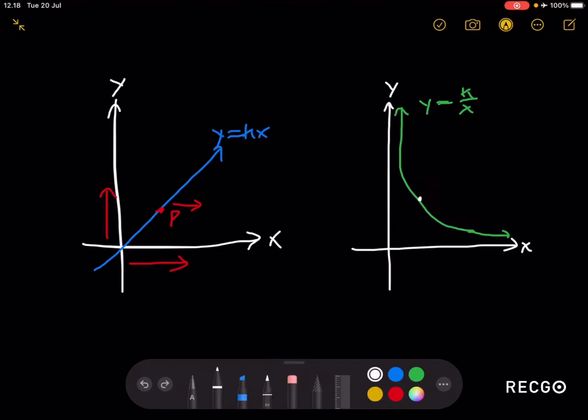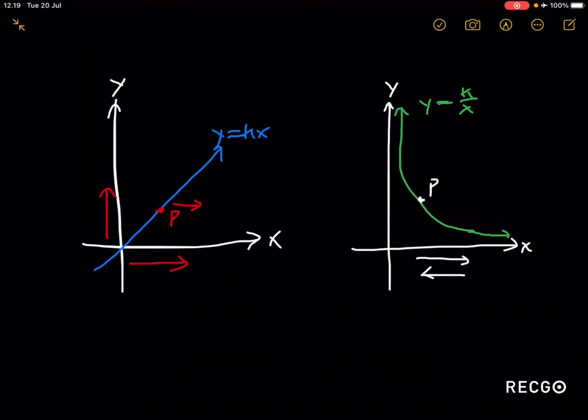Now notice that in the graph y equals k over x, if you increase the value of x, y will decrease. So assume we have a fixed point P on the graph, and then if you move this to the right, notice that it goes down, and vice versa. If you decrease the value of x, the value of y will increase. So it's always the other way around. And those are some of the most basic and important concepts of proportions, which ends this video.